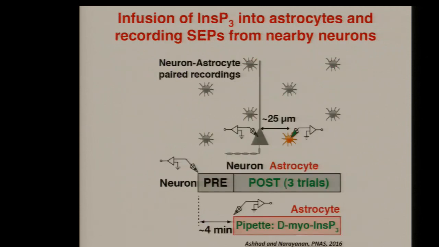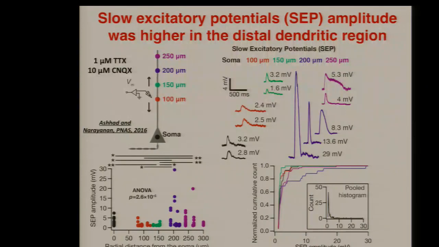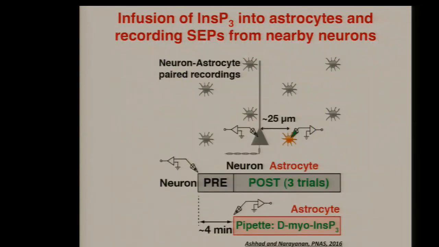Then he did another set of experiments just to show that these signals that he is recording are indeed from astrocyte and not from somewhere else. So for that, this is a much more difficult experiment, because you have to patch a neuron and then patch another astrocyte which is close by so that it has some kind of contact with this. So he patched onto a neuron and then waited for a certain period of time where he recorded these signals and then patched the astrocyte with something that would release the glial transmitters from there.